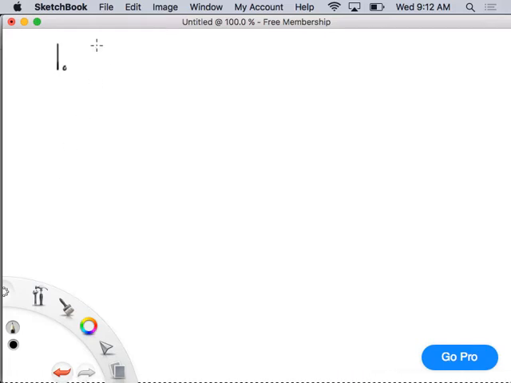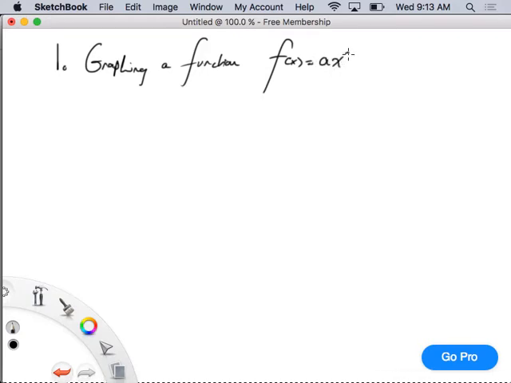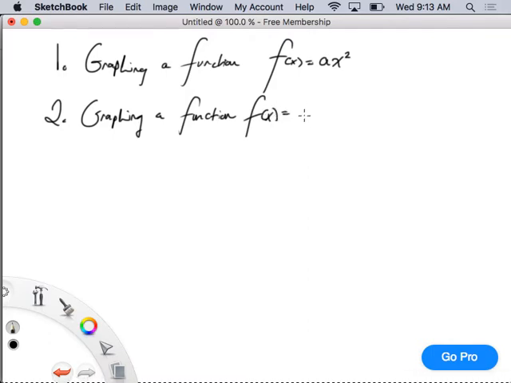Number one. Graphing a function of the form f of x equals ax squared. All right, you should write this down somewhere on the list, because as soon as I'm done with this list, I'm going to remove it. Okay, number two. Graphing a function in vertex form, which is f of x equals a times x minus h squared plus k.